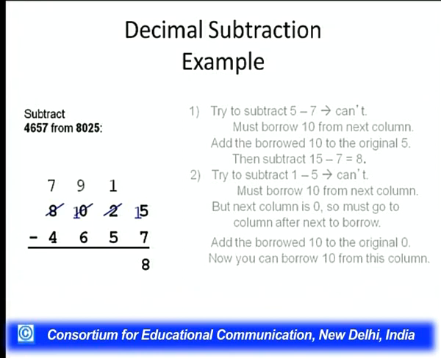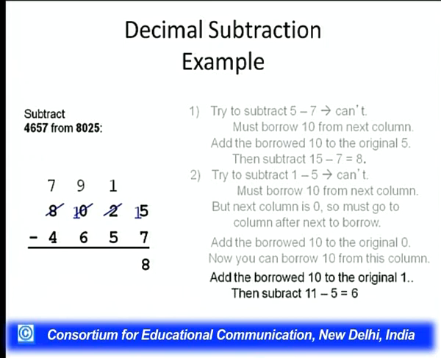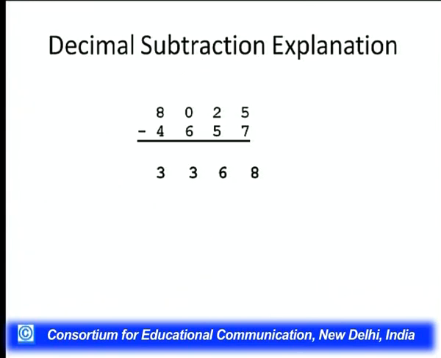So, you add the borrowed 10 to the original 0. Now, you can borrow 10 from this column. So, now when you borrow 10 from this column, this becomes 9. So, similarly you can do the calculation for this also. 9 minus 6 is 3 and 7 minus 4 is again 3. So, you get the number 3368. This is a simple example of how decimal subtraction can be done.